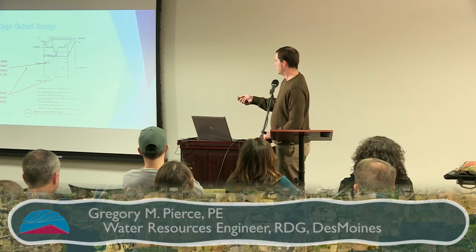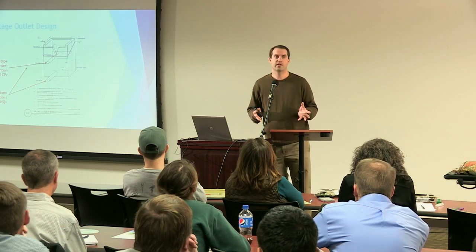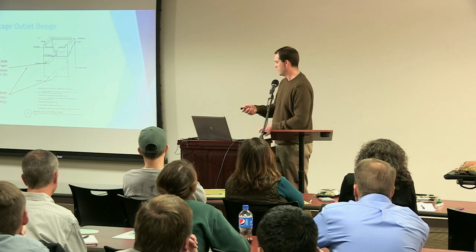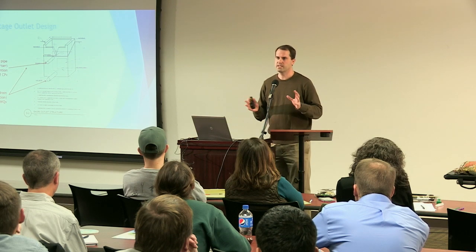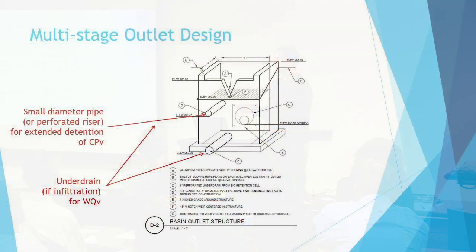And what I've tried to show in this example is it doesn't have to be a very elaborate structure to do this. This could simply be basically like an area intake that's modified. Certainly a lot of the manufacturers can cast this in place, or you can pre-cast it and have it delivered to the site. So it doesn't have to be a $30,000 outlet structure. This is something where we can modify what we're already doing simply to manage these smaller storms.